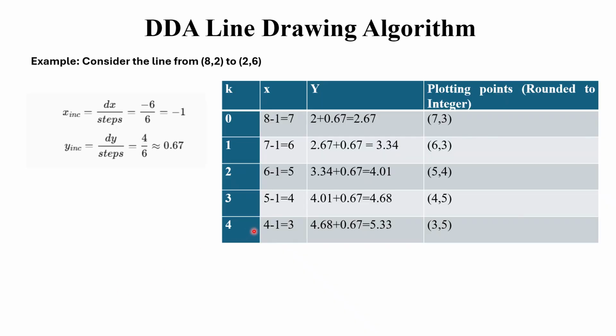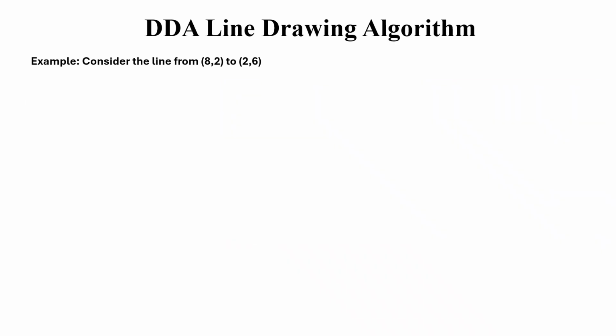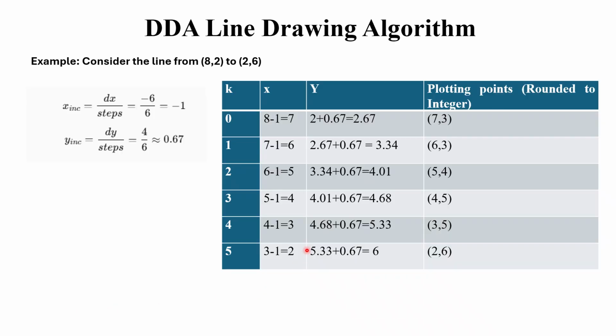Then the next calculation, this 5 minus 1 is 4... sorry, 4 minus 1 is 3 and 4.68 plus 0.67 is 5.33. When you round off 5.33, it is 5. So the next point is 3, 5. The next point to be calculated is this 3 minus 1. So always x is decremented by 1 and y is incremented by 0.67. In all the calculations, we should not consider the rounded point for the next calculation. Only the values of this x and y should be considered for the next calculation.